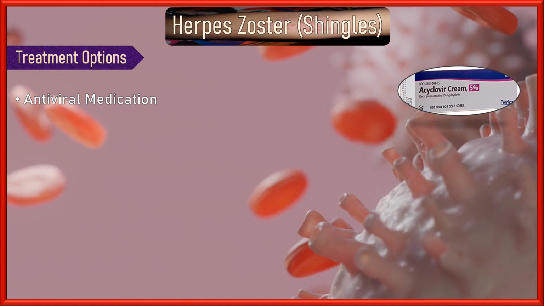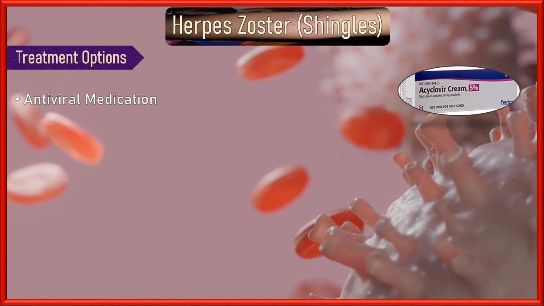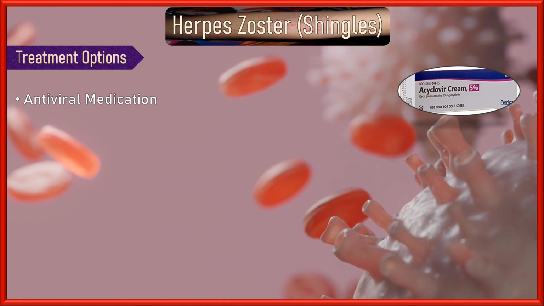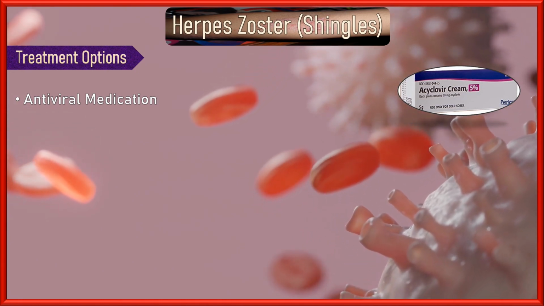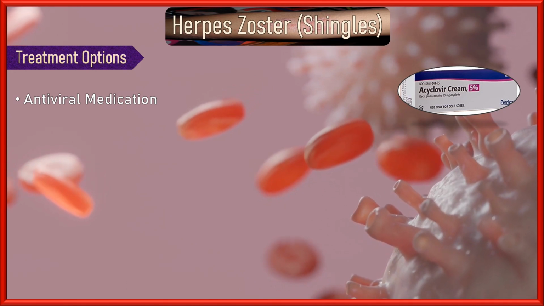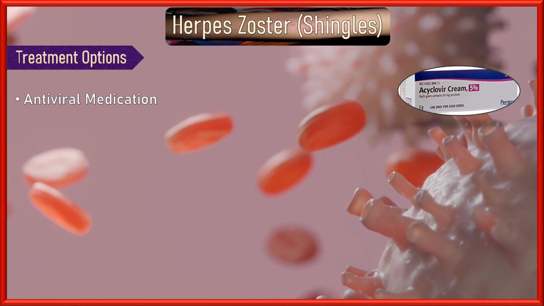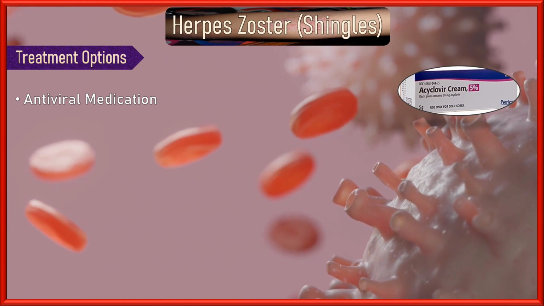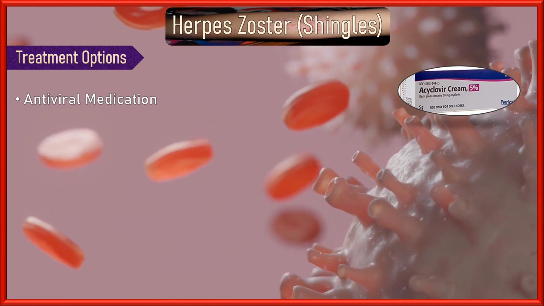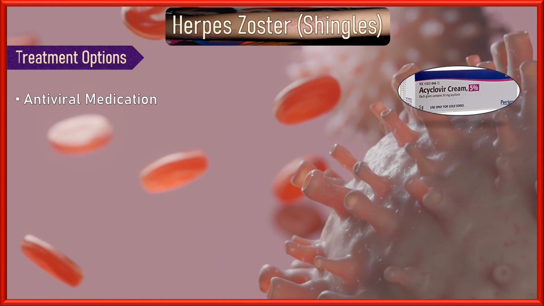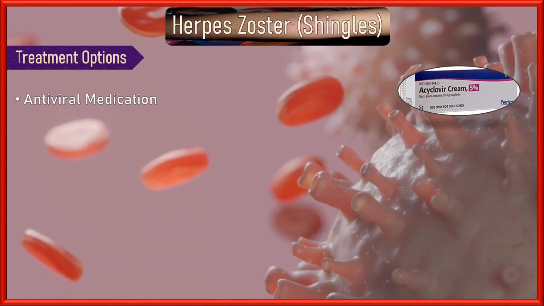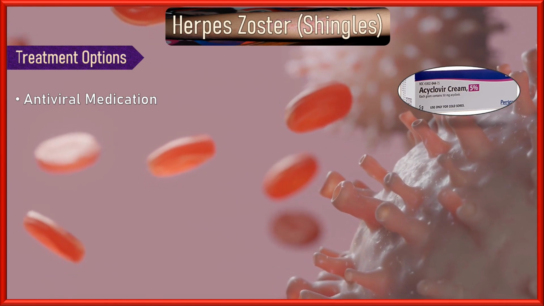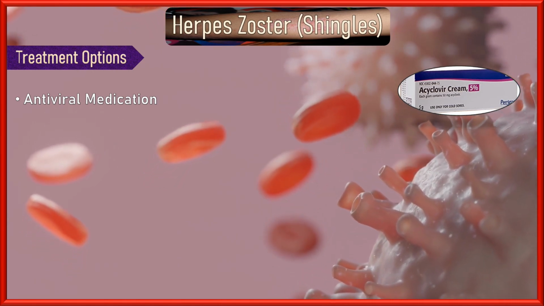Prescription antiviral drugs such as acyclovir, valacyclovir, and famciclovir are commonly used to treat herpes zoster. These medications help to suppress the virus, reduce the duration of the rash, and alleviate pain. It is crucial to start antiviral treatment within 72 hours of the rash appearance to obtain the most significant benefit.